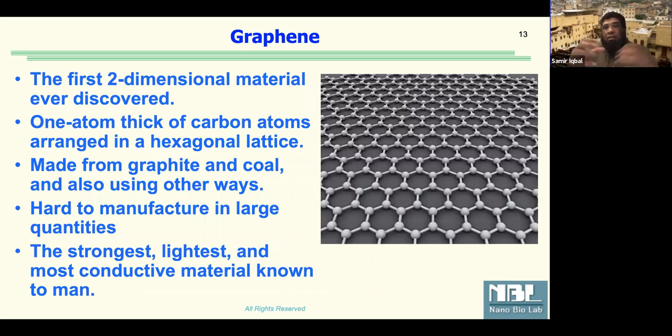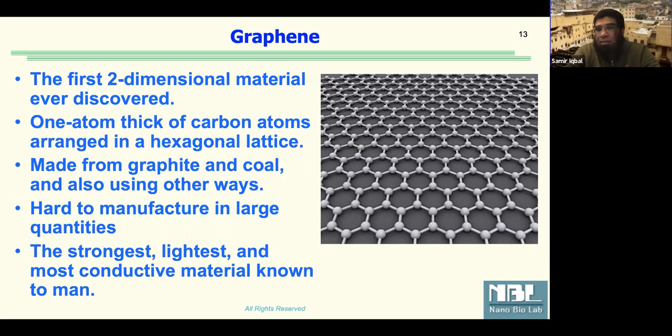Now, as I was saying, you take the tube, you unfurl it, you make a sheet out of it. What we get is what we call graphene. So it's the first true two-dimensional material ever discovered. Now, we can say this is the thinnest material known to humankind, and the strongest as well, because this is one atom thick, carbon atoms arranged in a pure hexagonal lattice.